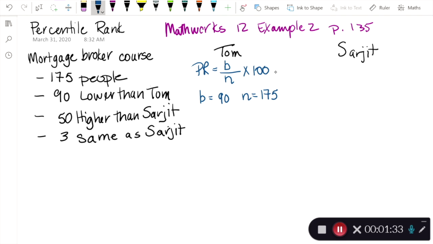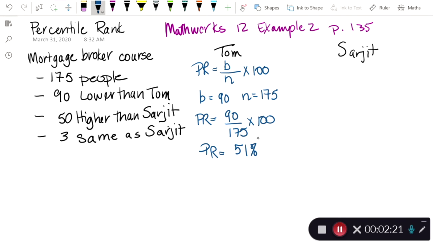So for Tom, we can figure out his percentile ranking with 90 over 175 times 100. Percentile ranking is equal to 51%. And that means that 51% of the participants in the course scored lower than Tom. Let's see how Sarjeet did.